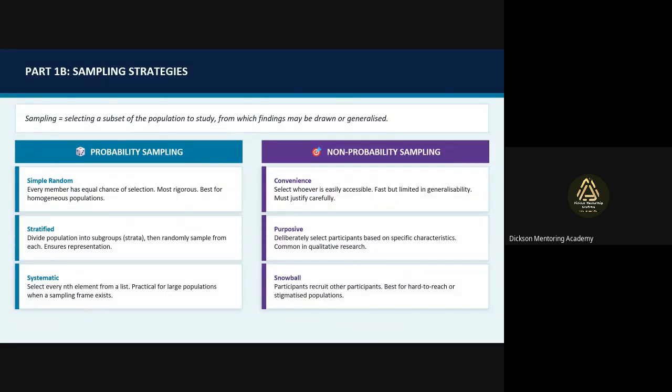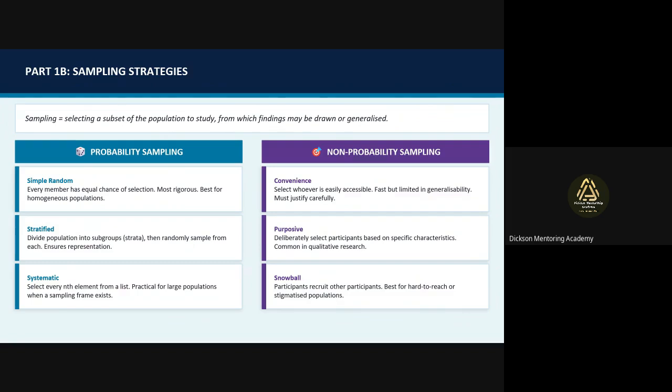For non-probability sampling, not everyone has equal chance. The types of non-probability sampling are, one, convenience. This is based on accessibility. Select whoever is easily accessible. It is fast, but limited in generalizability, so you must justify it carefully.